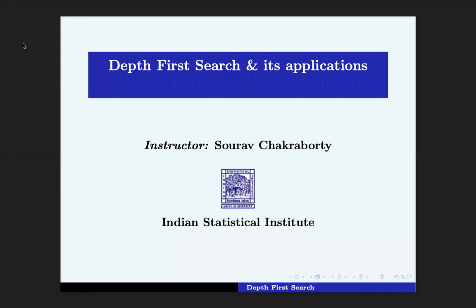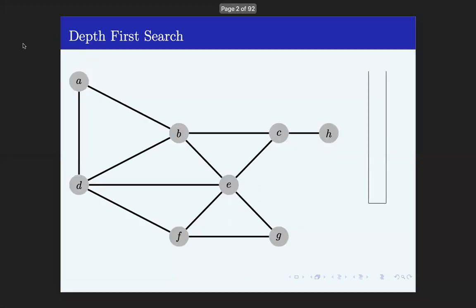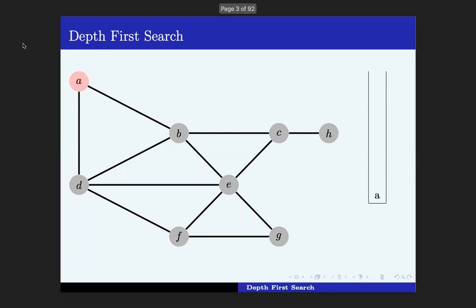Yes, sir. Okay. So I will do this on this graph. This is the graph, and I have the stack beside me. I start from the vertex A. Just like I pointed out, the first thing you do is take this A and mark it. Now, what does marking mean? You mark it with the color red and put A in the stack.